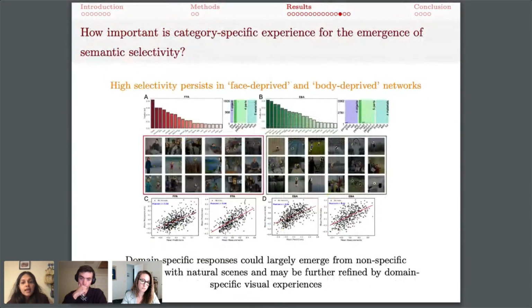We're also interested in testing whether developing this selectivity requires experience with the unique form and structure of the preferred stimuli. So we also trained these response optimized networks with a visual diet that was completely deprived of the person category. Training under this regime did not involve any experience with faces or body parts. But despite this, we see that the units and models of FFA and EBA still retain their strong selectivity for faces and bodies, suggesting that semantic selectivity could arise independent of domain-specific experience, and merely as a byproduct of tuning by experience with generic non-specific natural images.